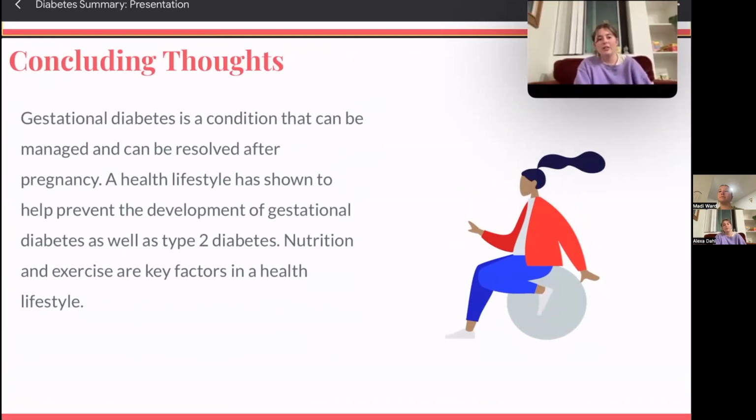To conclude, gestational diabetes is a condition that can be managed and can be resolved after pregnancy. A healthy lifestyle has shown to help prevent the development of gestational diabetes as well as type 2 diabetes after the end of the mother's pregnancies. Nutrition and exercise are key factors in a healthy lifestyle, as well as just being able to manage your blood sugar levels during pregnancy helps with future pregnancies as well.